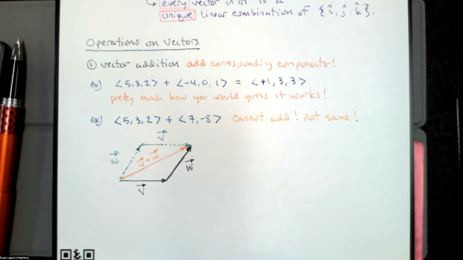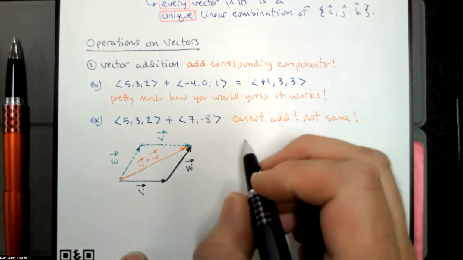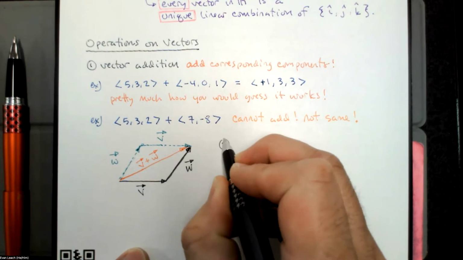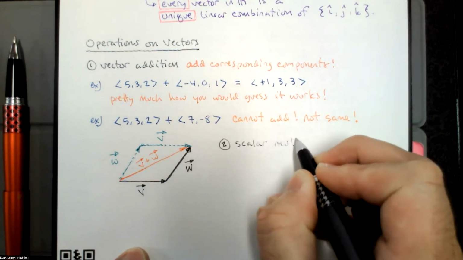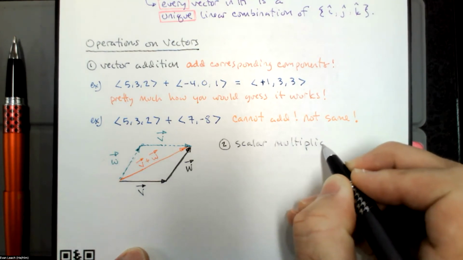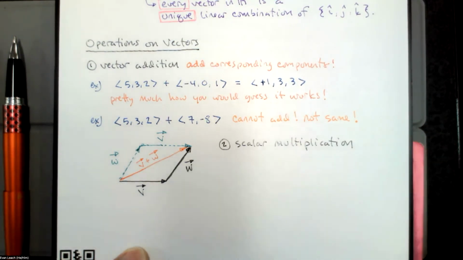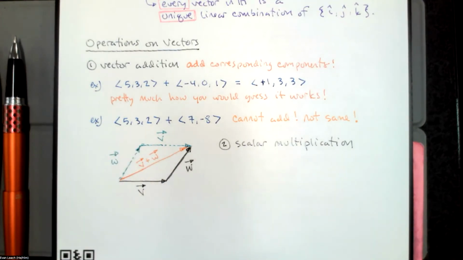So here's one of our operations. It's vector addition. It works exactly how you think it would work. The other operation that we have that works exactly how you think it would work, we just need to visualize it, is scalar multiplication. Number 2. Similarly, I'm not going to write this out in general. I'm just going to give you an example and say extrapolate.